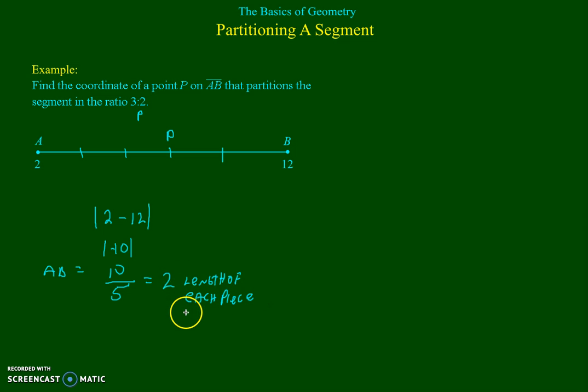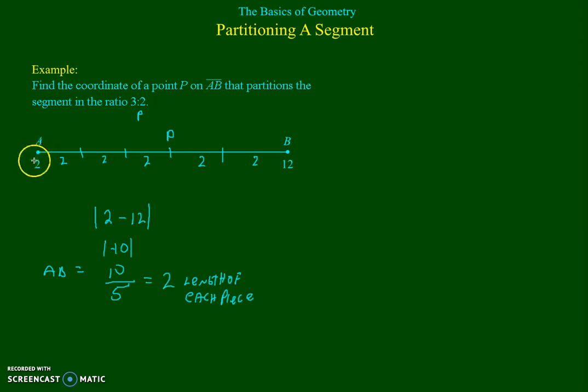So 2 is the length of each piece. That means this is 2 units long, 2 units, 2 units, 2 units, and 2 units. Don't really have to do this. I'm just showing you for example's sake. Well, since we're going from A to B, there's 3 pieces from A to P and 2 pieces from P to B.